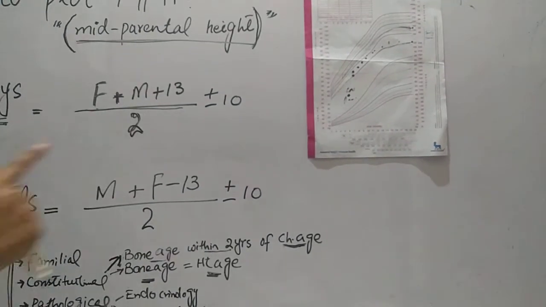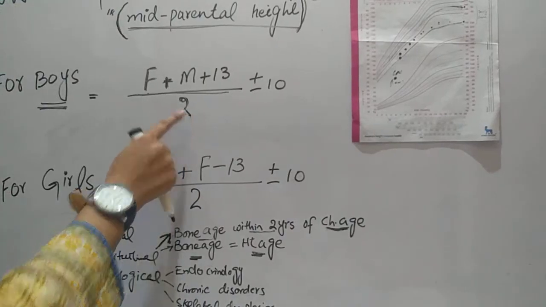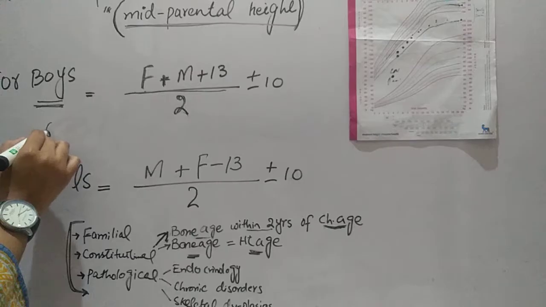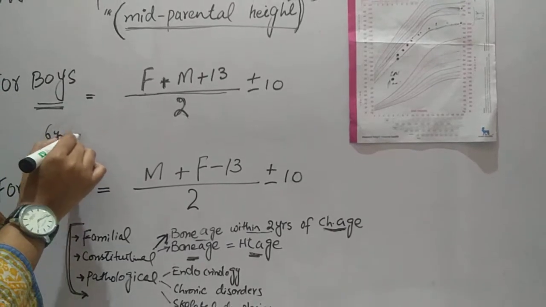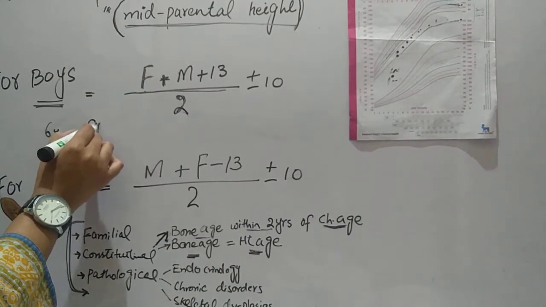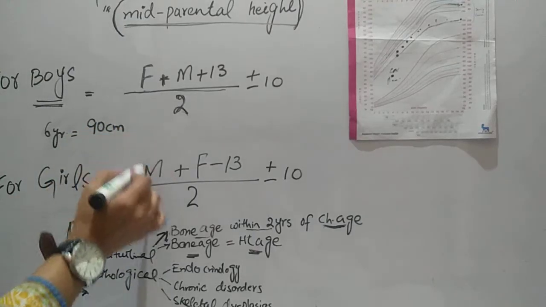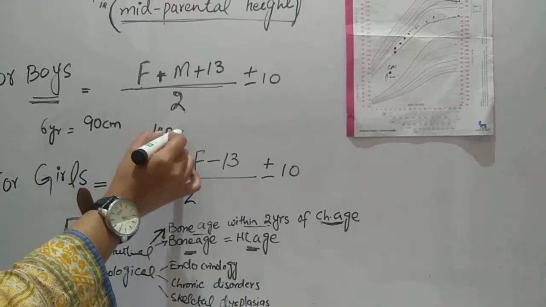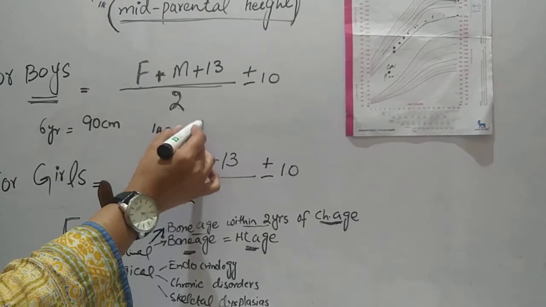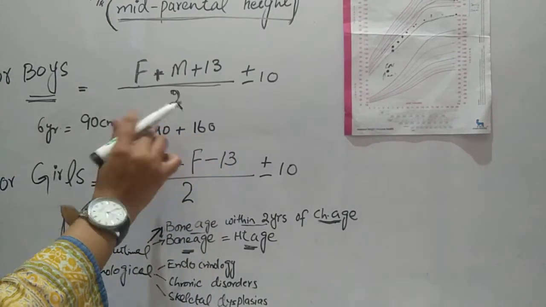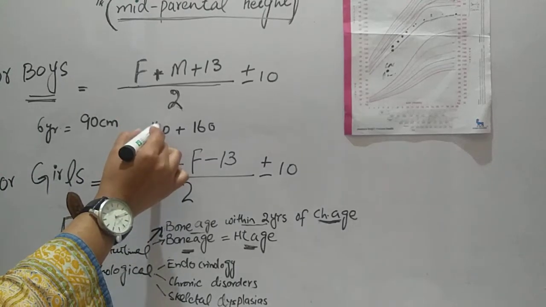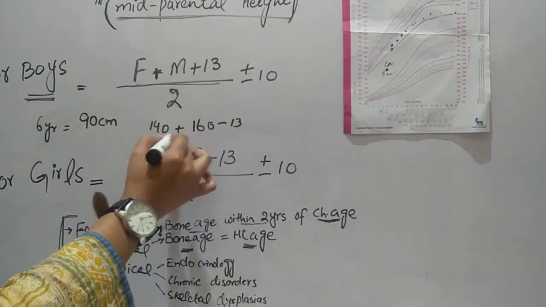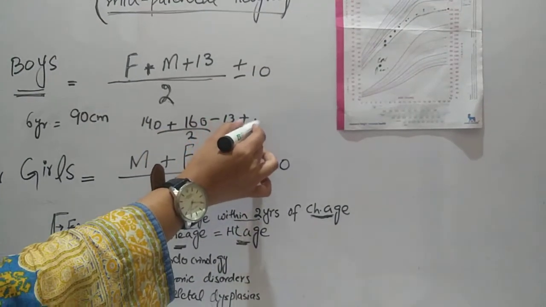And when you calculate a range, for example, take a girl at 6 years of age having a height of 90 centimeter, whose mother's height is 140 centimeter while her father's height is 160 centimeter. You will calculate the mid-parental height: 140 centimeter plus 160 minus 13, divided by 2, plus minus 10.